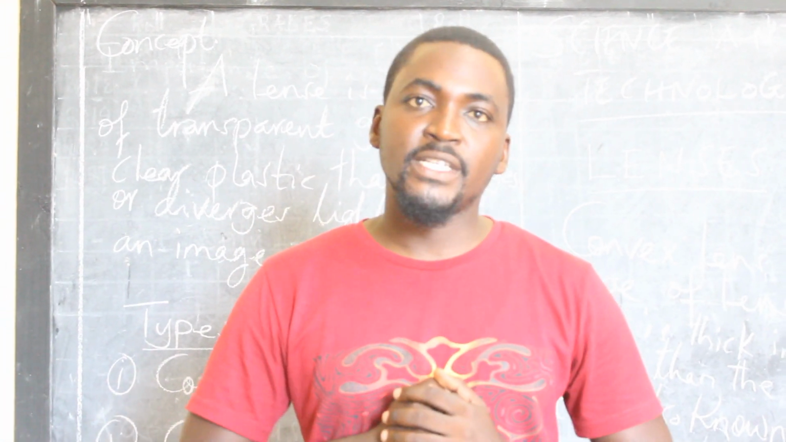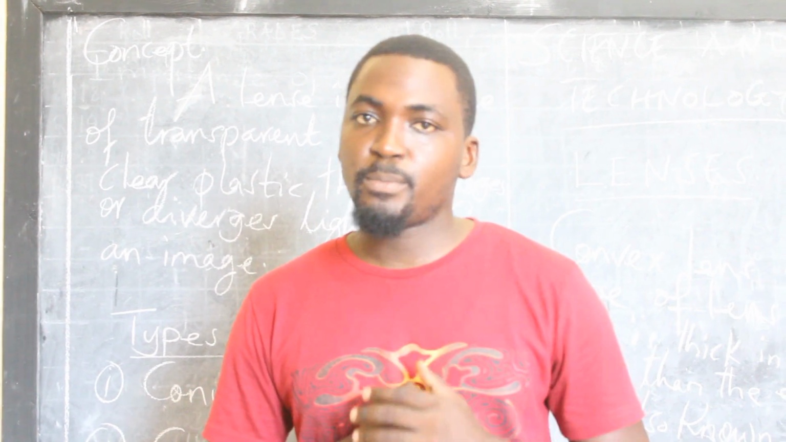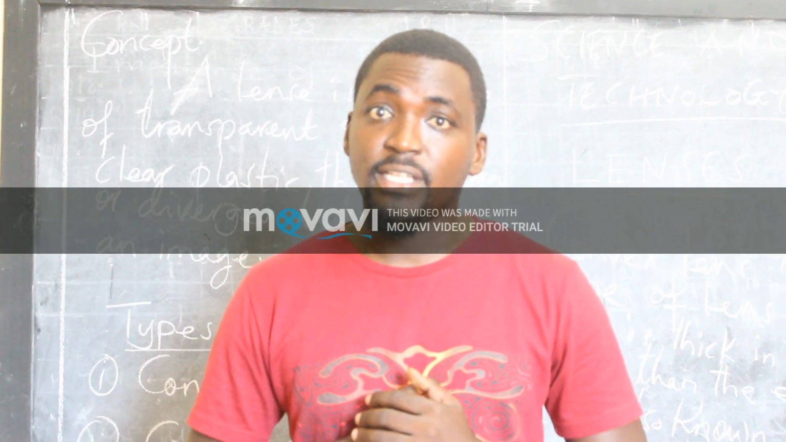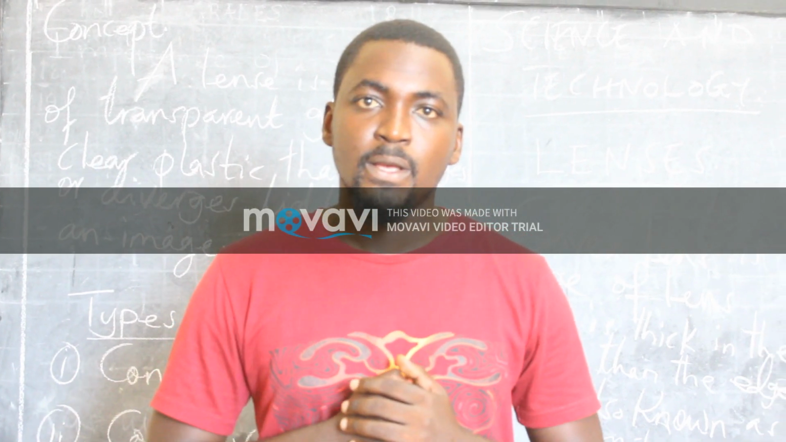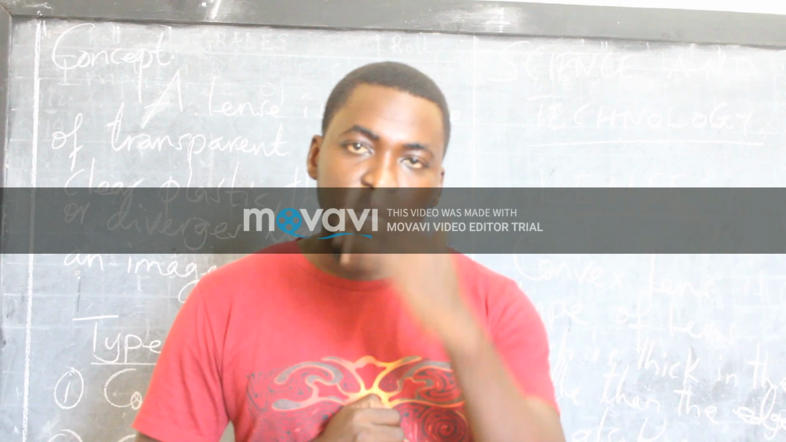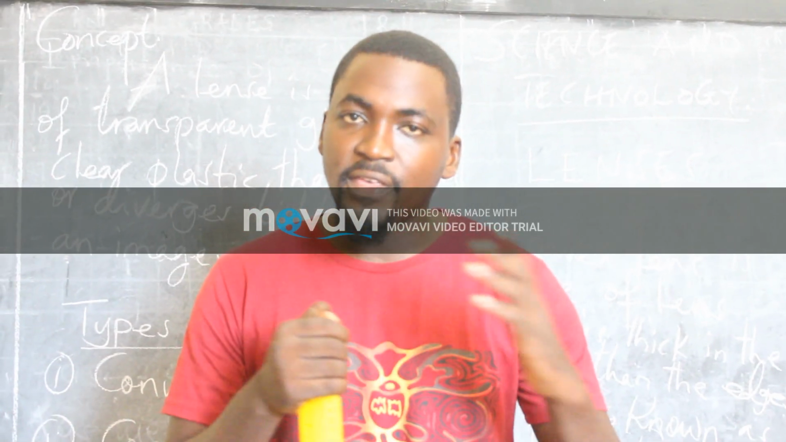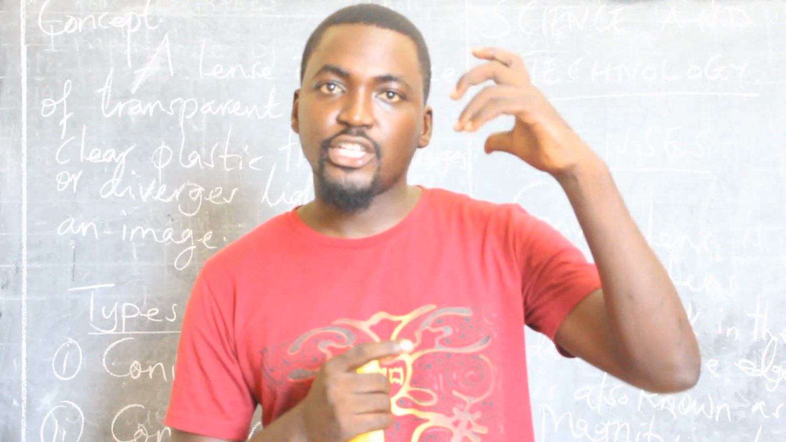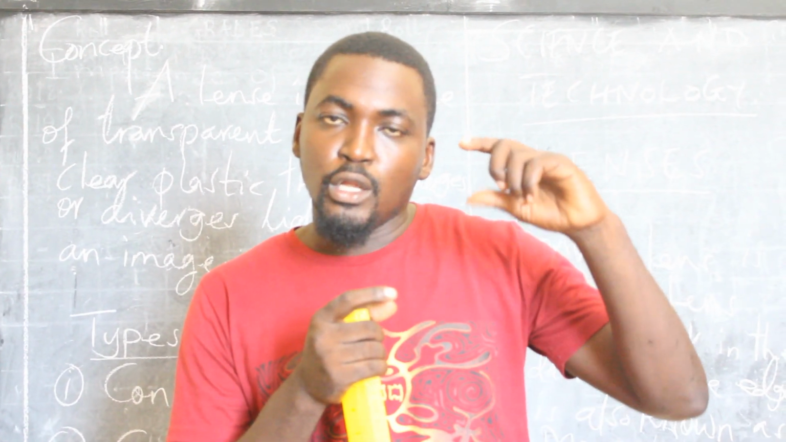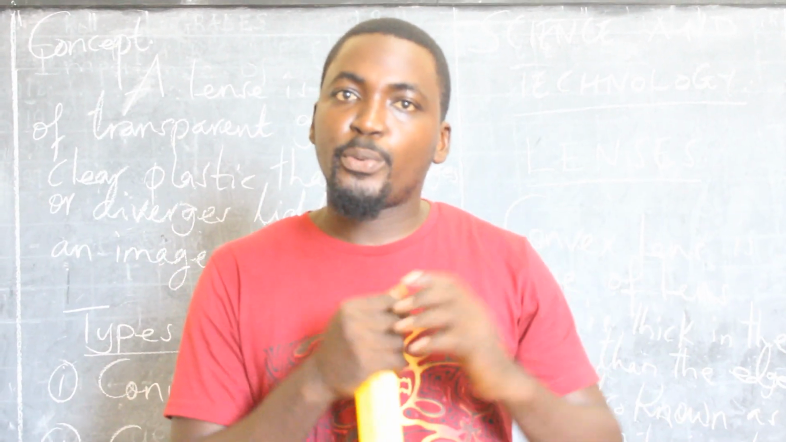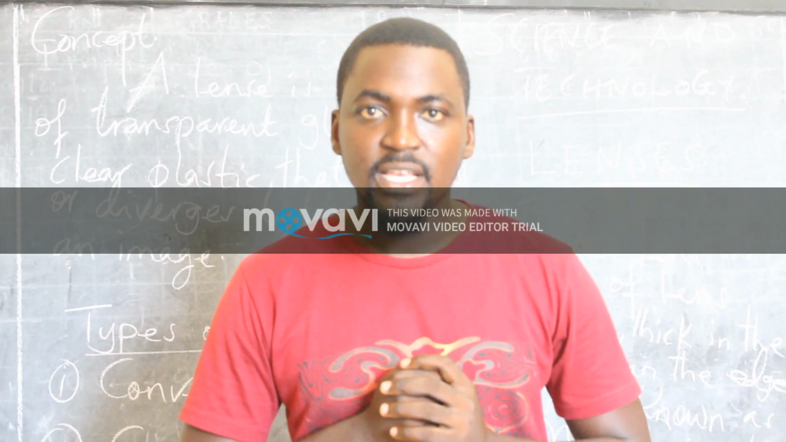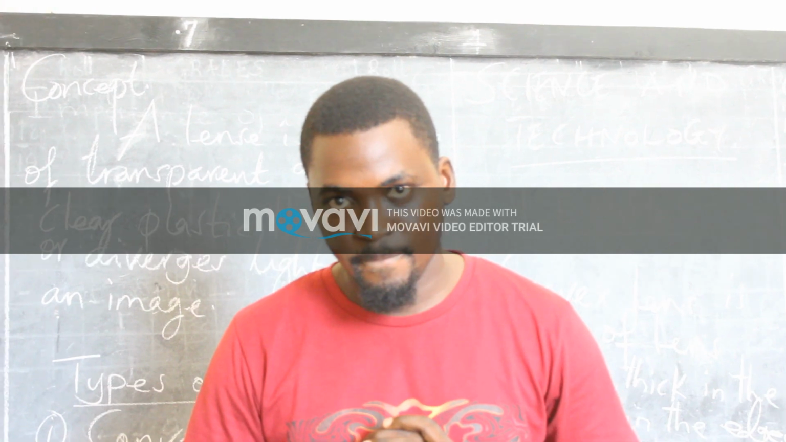There are two types of lenses. The first type of lens is convex lens, and the second type of lens is concave lens. What is the convex lens? Convex lens is a type of lens which is thick in the middle than the edge. That means the edge looks very small compared to the middle point. The middle point looks bigger than the edge. That is a convex lens.